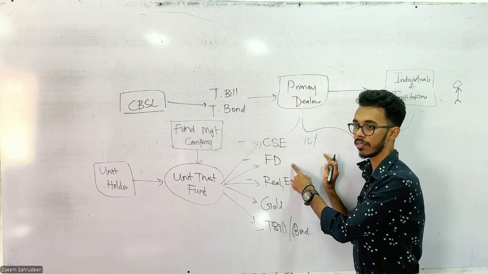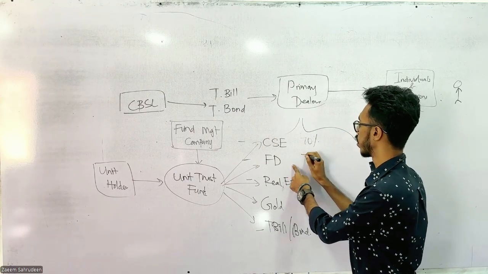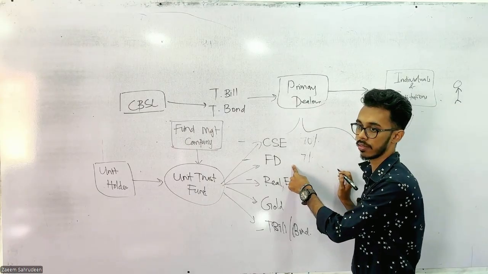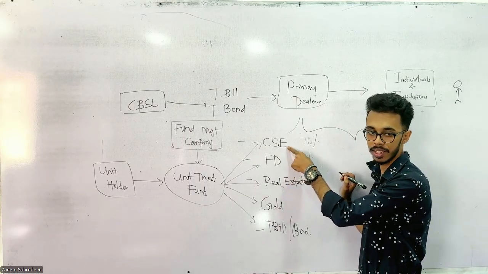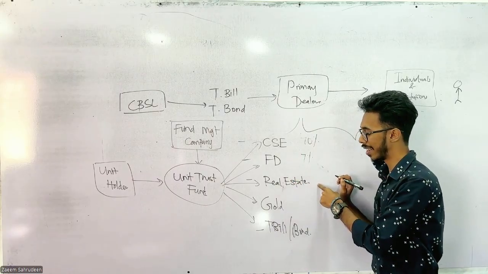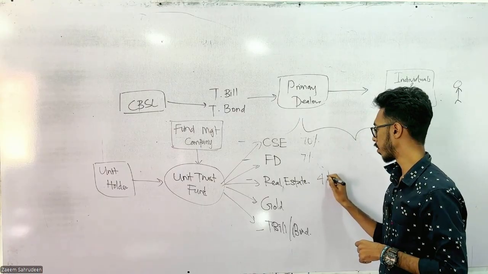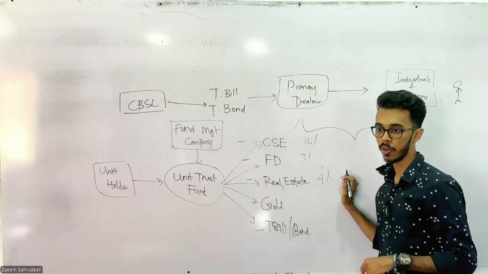You invest in the FD. Sure shot, you will get 7% return. In the stock market, you get 70. In the FD, you get 7. In real estate, you get somewhere around 4%, right? Real estate somewhere around 4%.